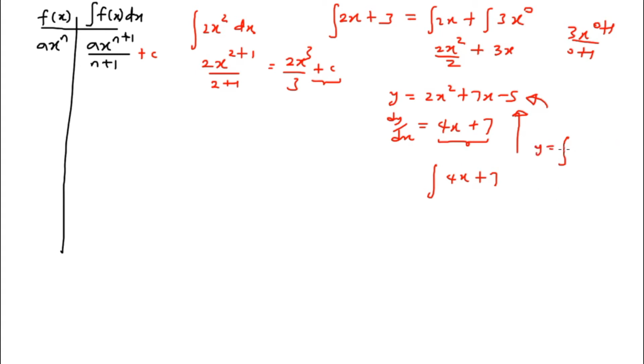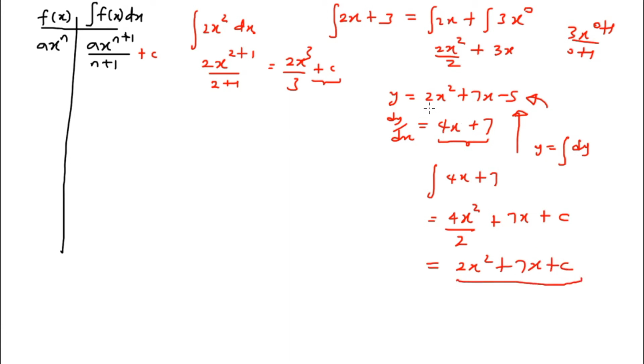So y is the antiderivative of dy. If I integrate 4x, I should have 4x squared upon 2, and if I integrate 7, I should have 7x, then plus c, because every time we integrate, we have a constant. So 4 divided by 2 is 2x squared plus 7x plus c. This is the reason why we always have plus c, because there is an assumed constant. In this case, our c is minus 5.